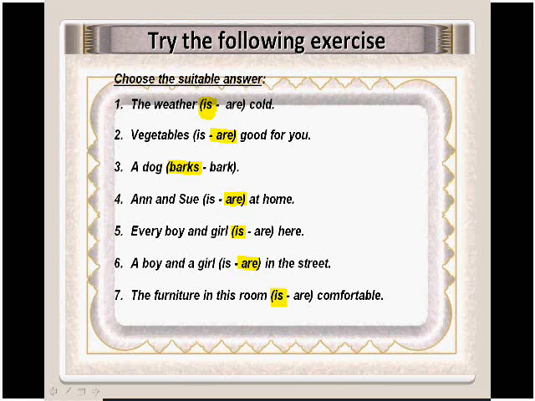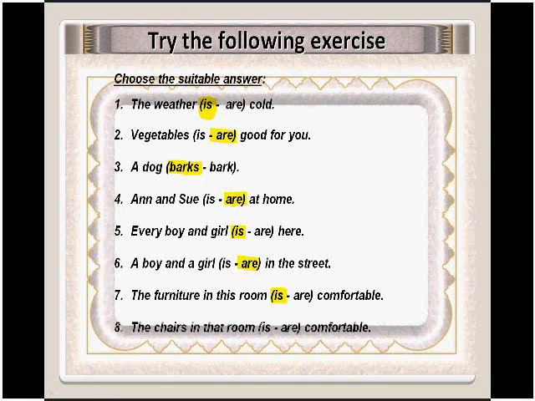So the furniture in this room is. Again, if I look at "in this room", this is extra information. My sentence can be the furniture is comfortable. Remember when we said that sometimes you have some extra words between the subject and the verb. In this case, we have "in this room". Number 8, the chairs in that room is or are comfortable. Of course, in sentence number 7, the word furniture, okay, singular, chairs, part of the furniture, okay?